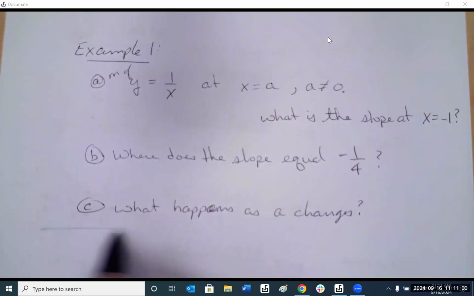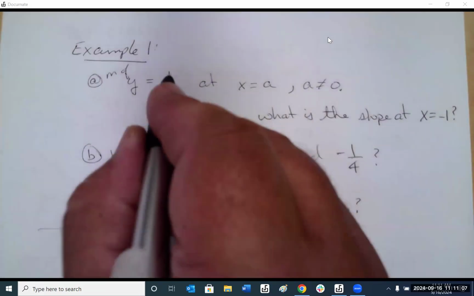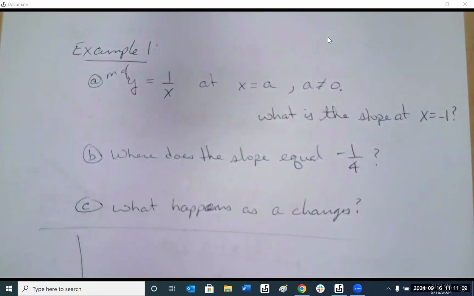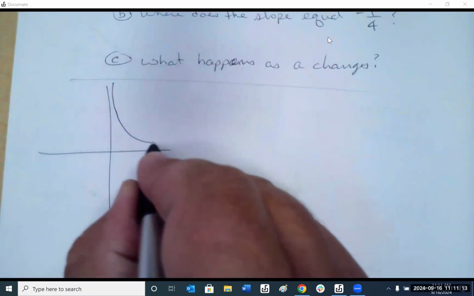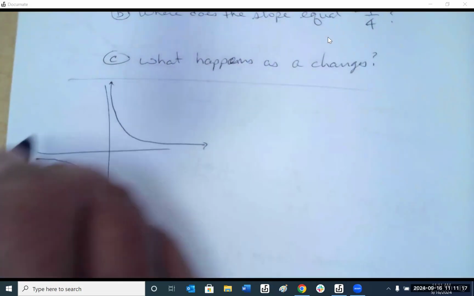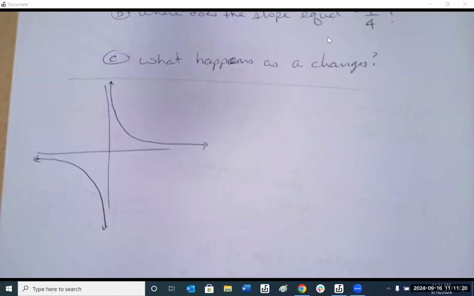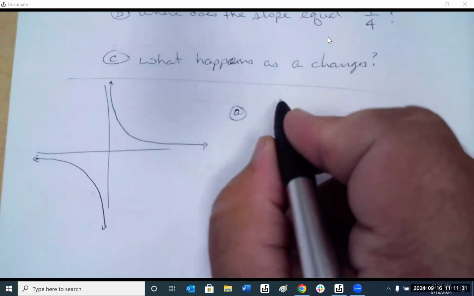So let's look at A. Well, it helps to see the graph. What does 1 over x look like in the graph? The library of functions, it looks like this. It's got a horizontal and a vertical asymptote at the origin, at the x value and y value. So, A.